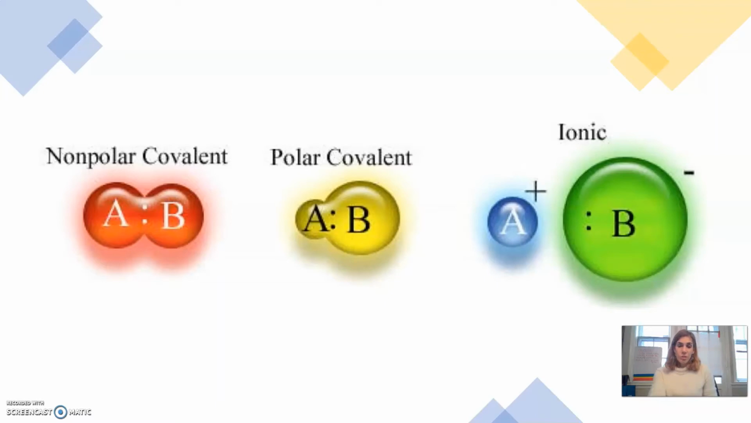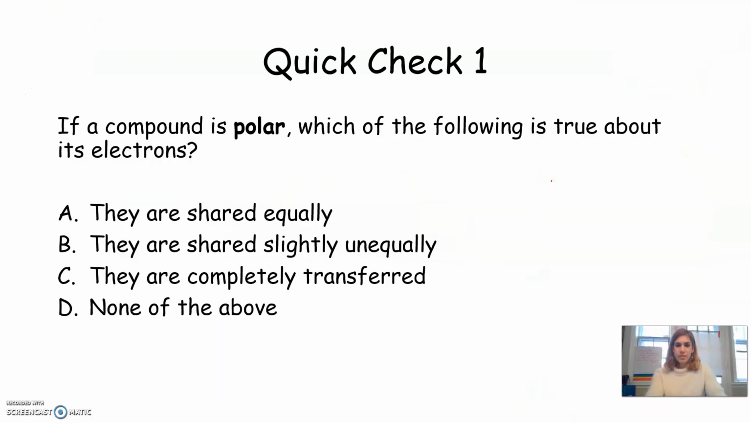Here's another visual representation. If you were to look at nonpolar covalent, it's totally equal. A and B are even. Polar covalent, well, B is clearly hogging more electrons than A. And ionic, they're not even sharing. It's just positive and negative.